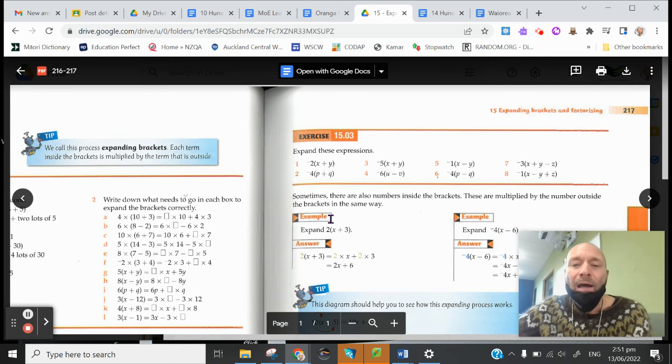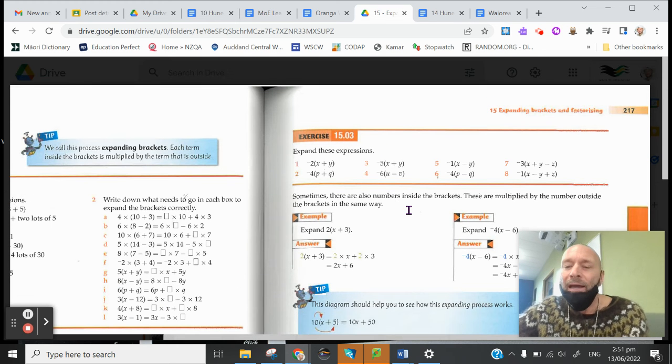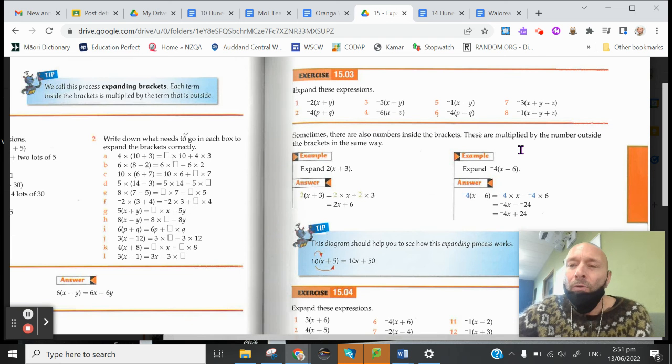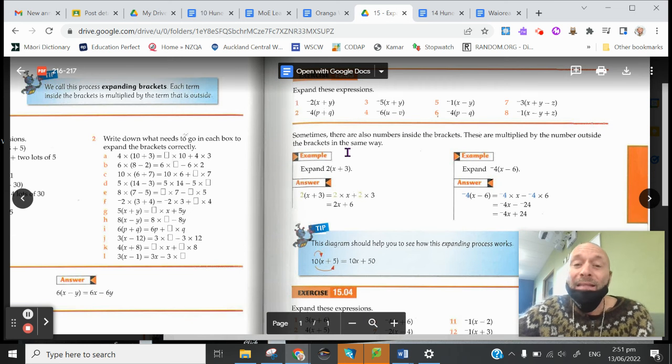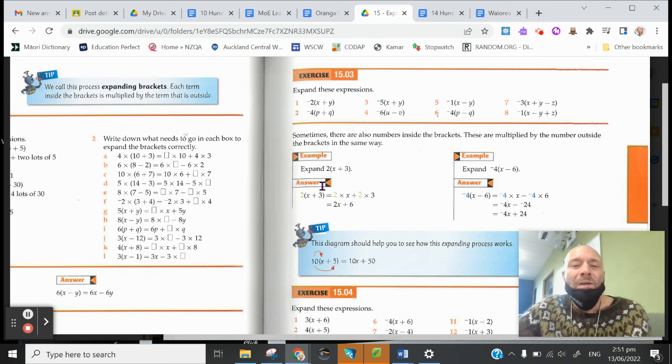Now, sometimes there are also numbers inside the brackets. These are multiplied by the number outside the brackets in the exact same way. So we have 2 times the quantity x plus 3. That means 2 times x, which gives us 2x, and then 2 times 3, which gives us 6.